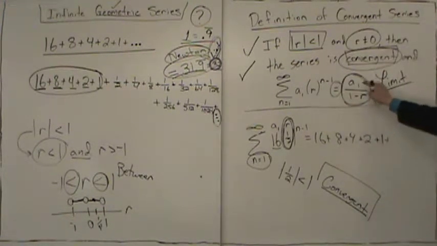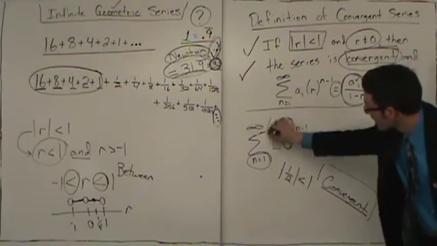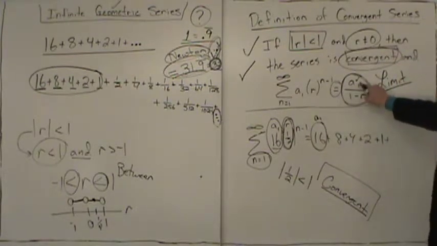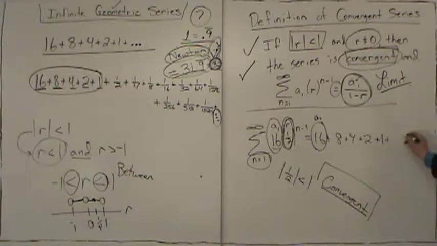Watch this. The formula says put a sub 1 on top, and what is a sub 1? Let's circle it. What is a sub 1? A sub 1 is 16. You can also circle it here. This is a sub 1. Put a sub 1, the first term, on top, and put your r value on the bottom. So we're going to say this is equal to what?